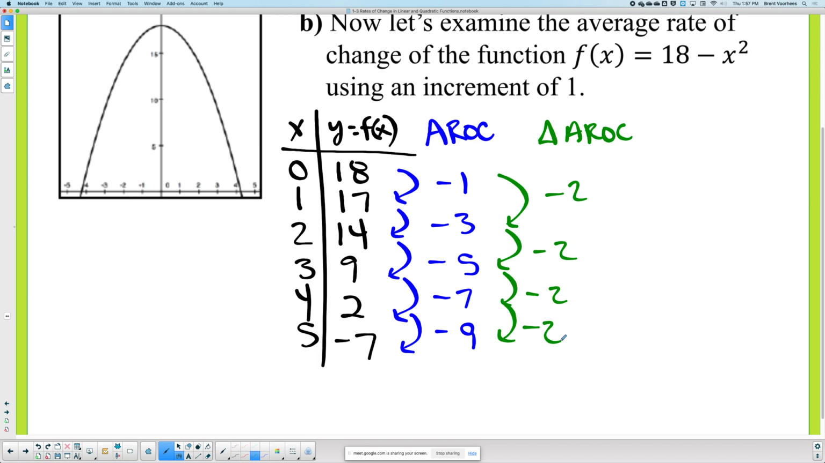Okay, what does it mean if the change in your AROC is a constant number? Has concavity. Yes. Let me say it the way I want to say it. If the change in the AROC is constant, it's quadratic. Because it's a negative constant, it has concavity, and that concavity is concave down.